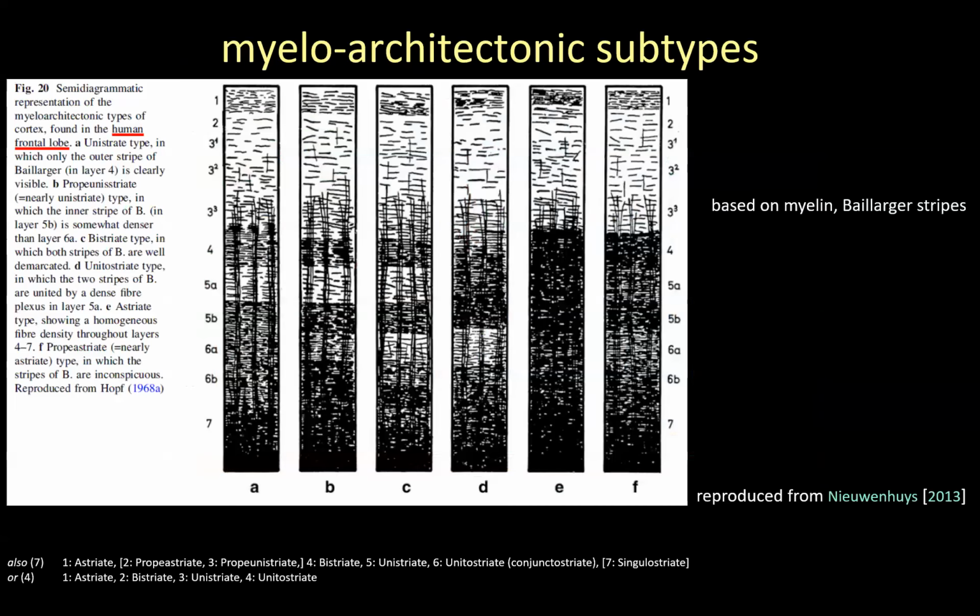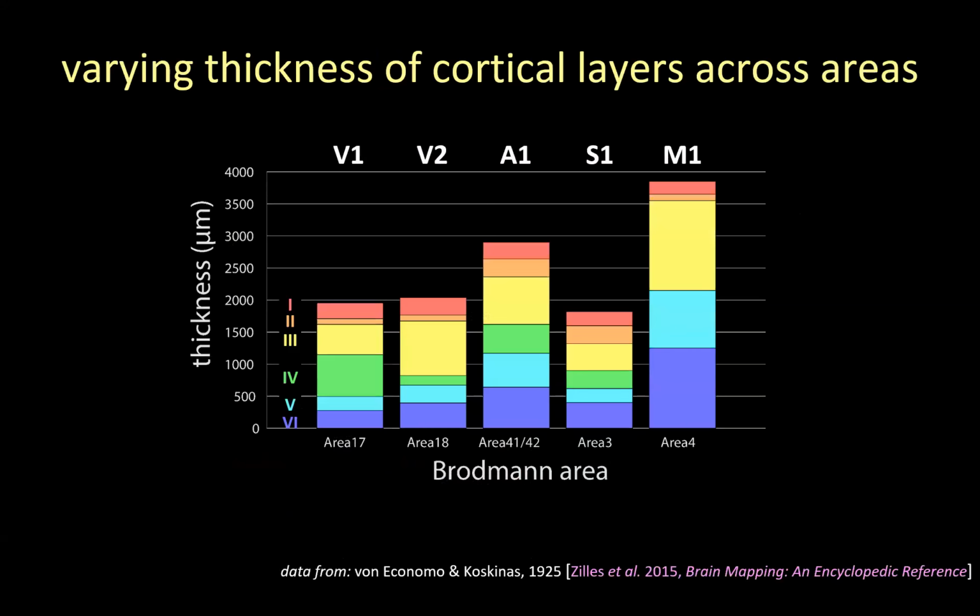I'm not going to say much about this. There are also subtypes based on myeloarchitectonics. We have unistriate cortex, bistriate, astriate, again groupings of cortical areas based on the myeloarchitectonic subtypes.